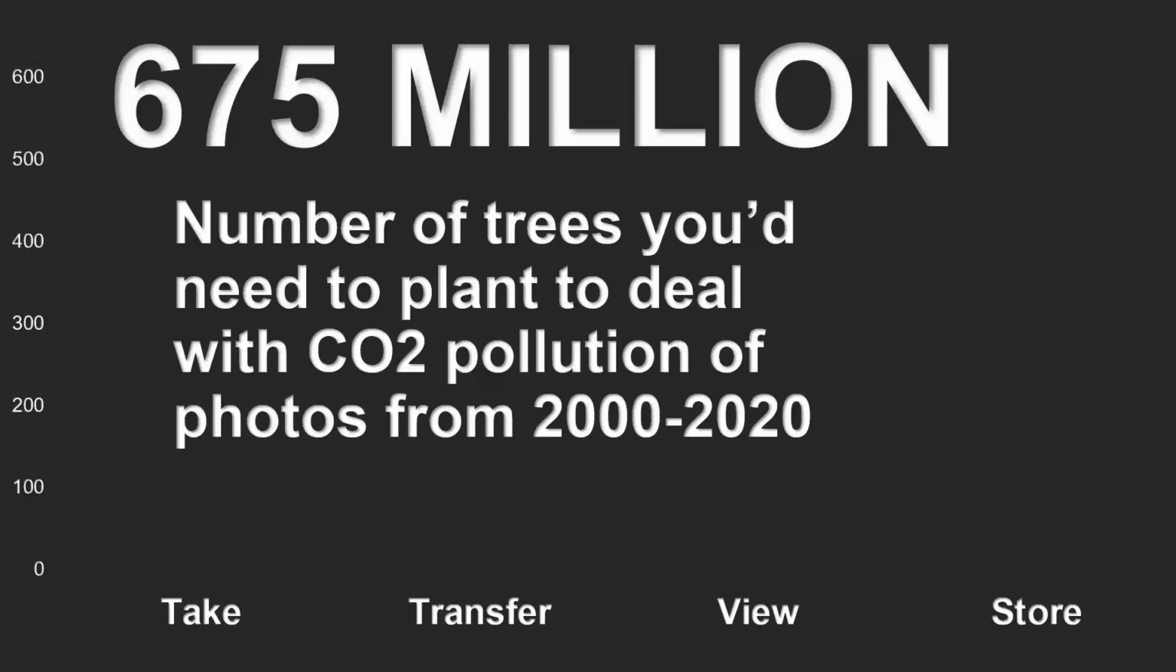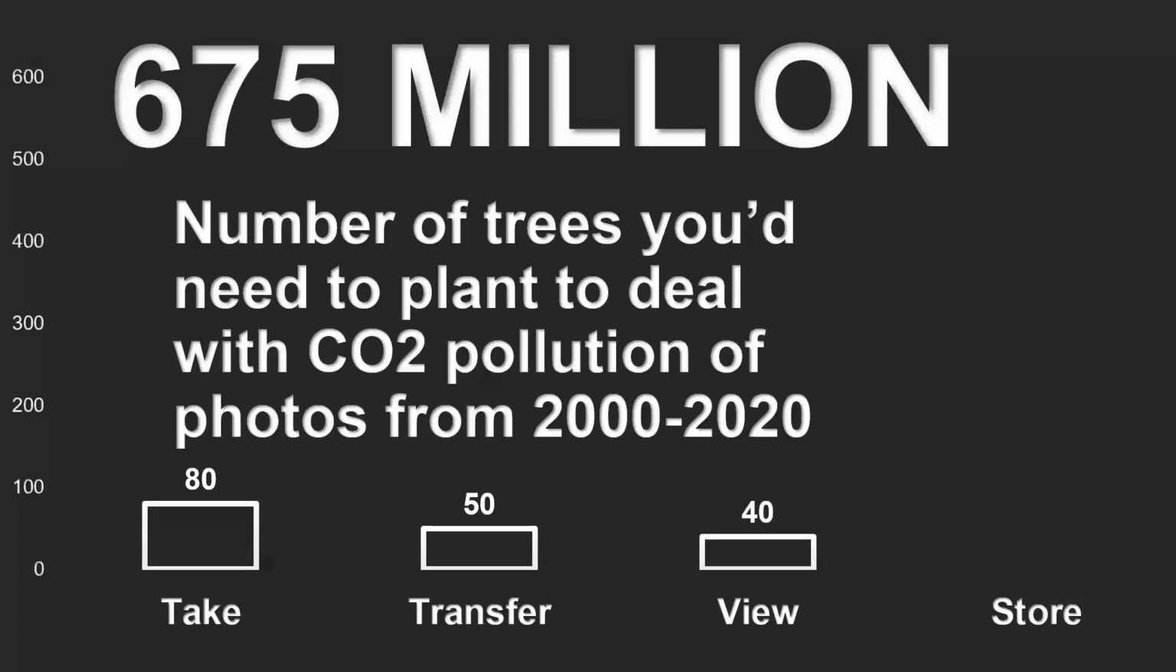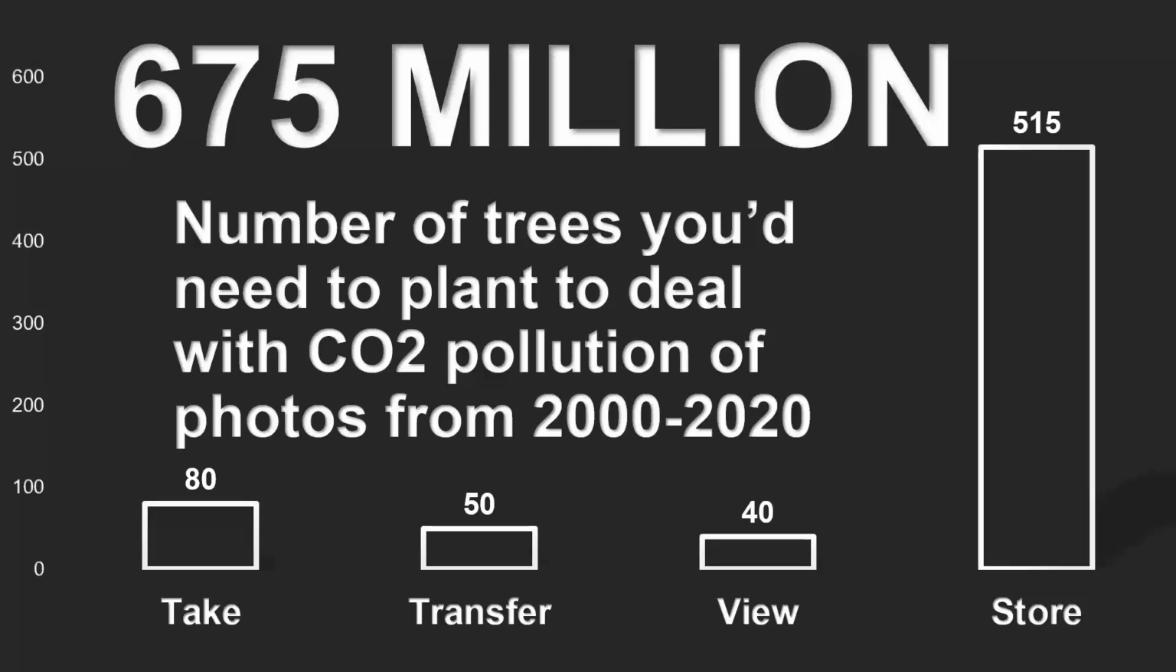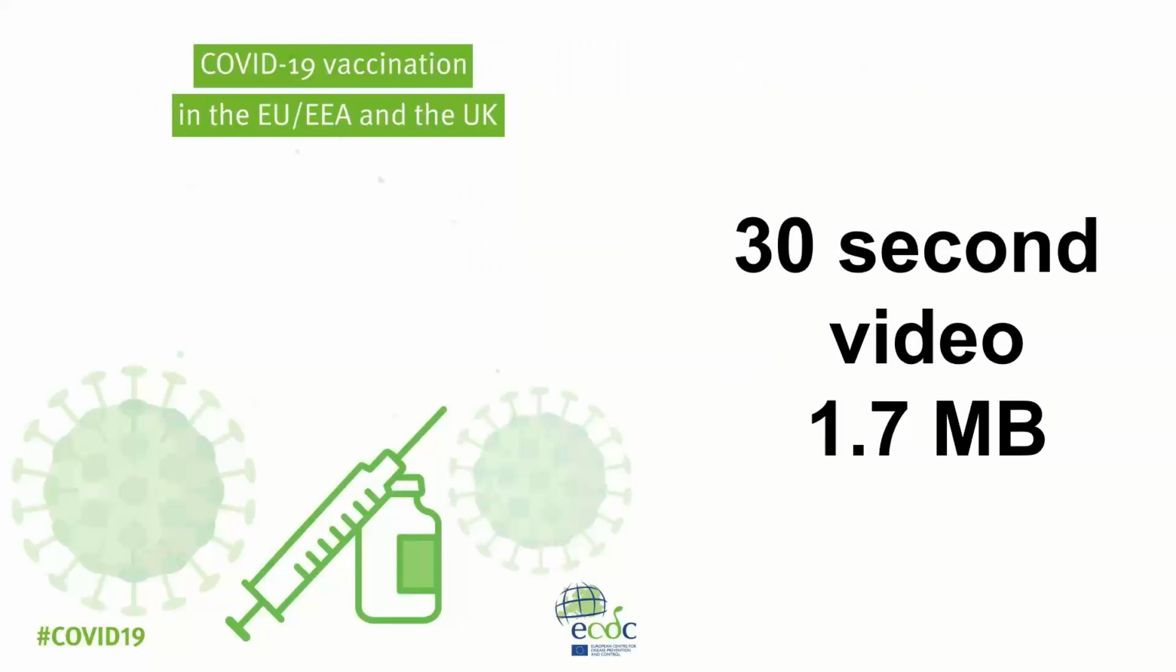675 million trees would need to be planted. 80 million for the taking, and that was assuming 15 seconds to take each photo, 50 million for transferring them to the cloud, 40 million to view them, half of them once, but storing them, because storage builds over time, 2,000. And then you've got 2000, 2001, you've got 2000's photo plus 2001. So an estimated 515 million trees, 675 million trees for a bad habit of taking too many photos. We don't need to take 1.4 trillion photos.